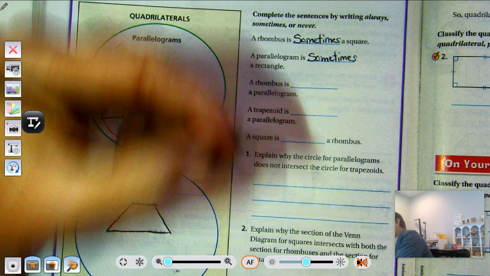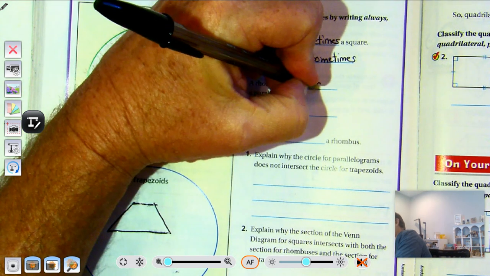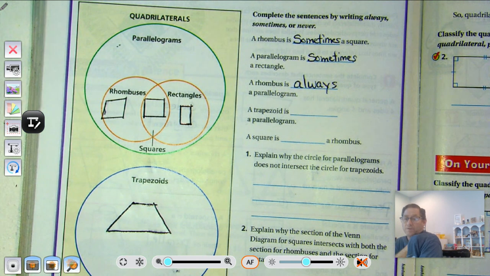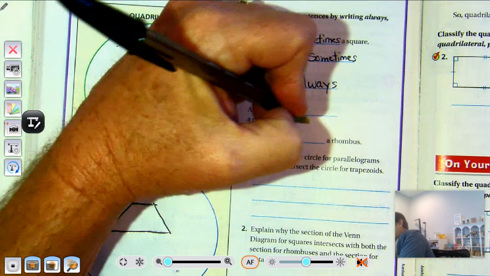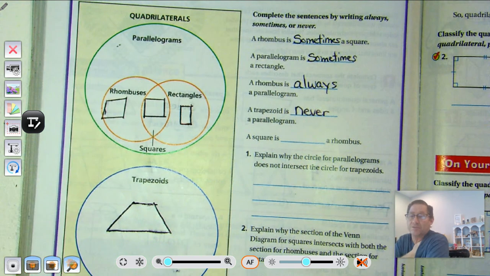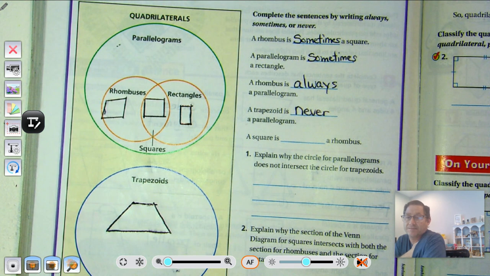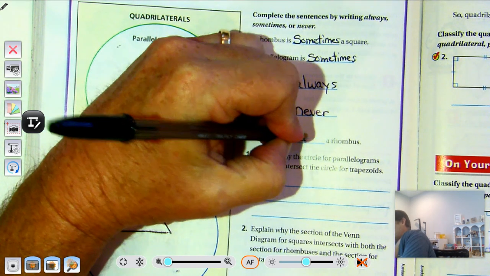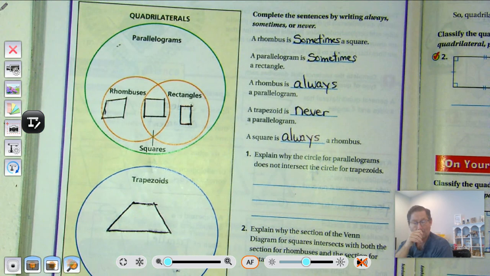A rhombus is always a parallelogram. No matter if it has right angles or just 4 equal sides, it's still going to have 2 pairs of parallel sides. So a trapezoid is never a parallelogram because it only has 1 pair of parallel sides. And a square is always a rhombus.